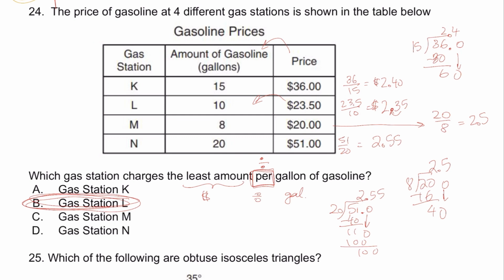So here the key word is per, and per means to divide. So you want to divide the amount by the gallons for each of these stations.